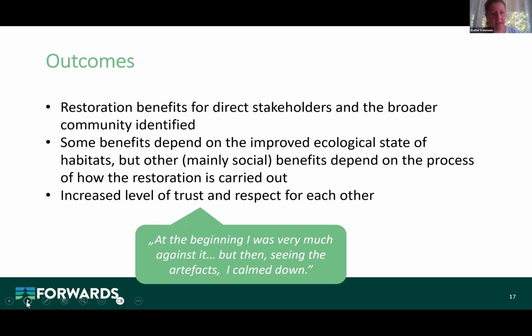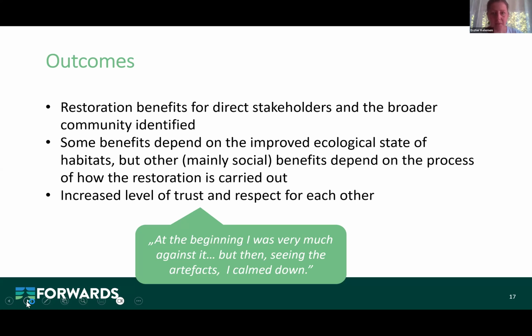And it was also identified that some of the benefits of the restoration indeed depend on the ecological state of the habitats, but some other benefits only depend on the process of how the restoration is done. For instance, this finding was one of the main reasons why more and more social engagement activities were then followed up by the project leader, because we just realized that it is not enough just to improve the habitat, you also need to improve the access and the understanding of what's going on as a restoration to let people really benefit from it. And finally, there was an increased level of trust and respect for each other.